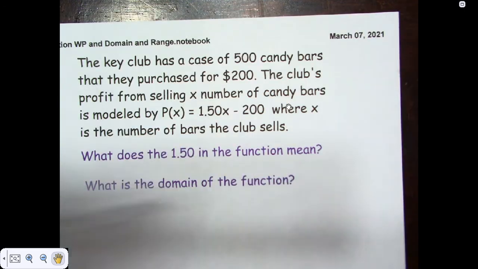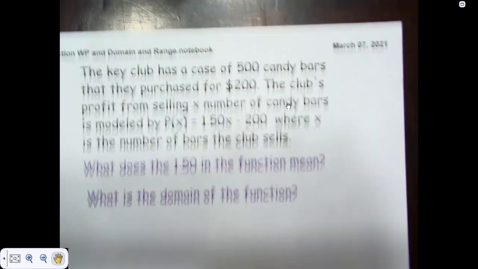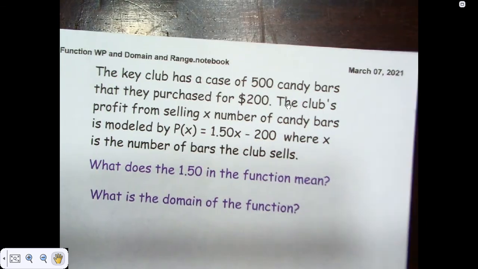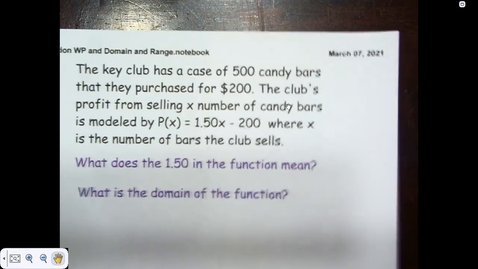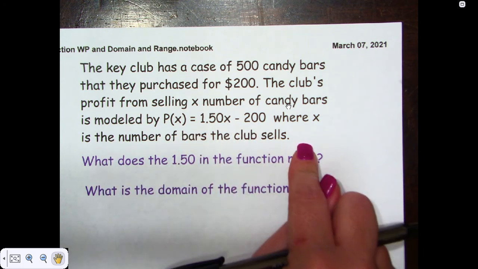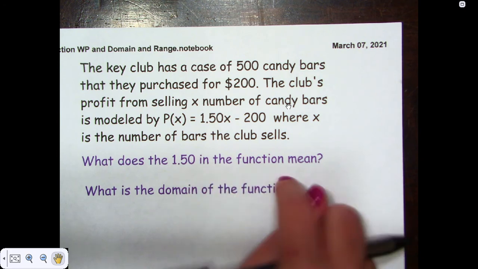Okay, we'll skip that next problem, and we're going to do these last two, because these are the types on your homework. The Key Club has a case of 500 candy bars that they purchased for $200. The club's profit is given by this equation. So they gave us our profit equation. x is the number of bars sold. What does the $1.50 in the function mean?